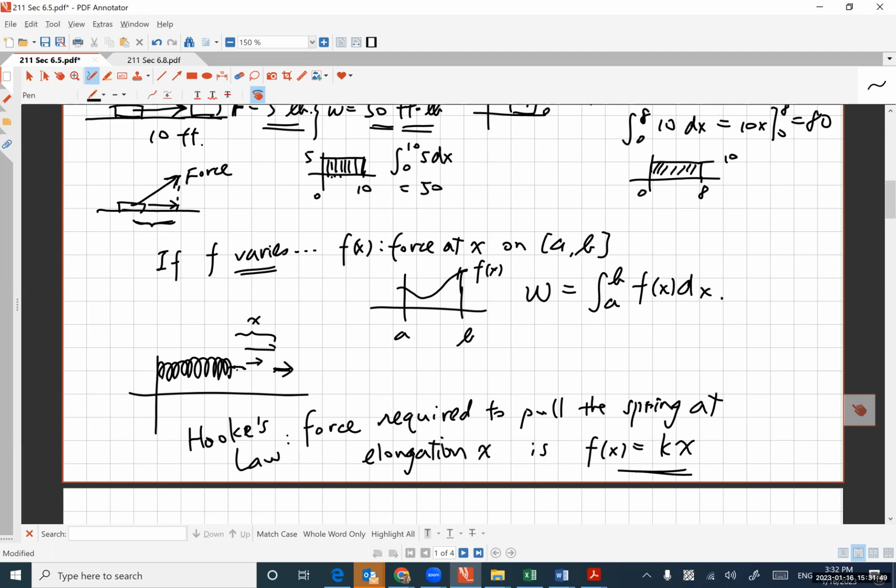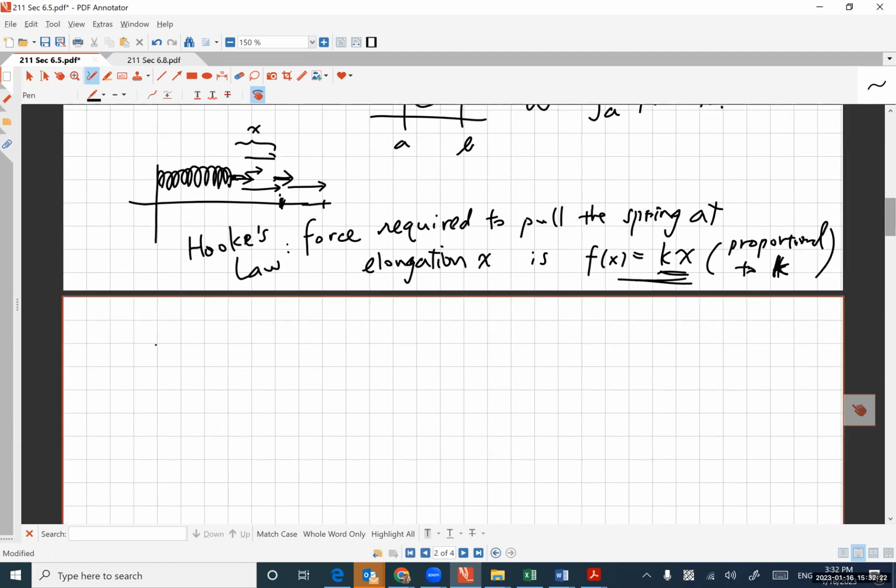Basically, it says the force is proportional to the elongation, right? So if you start pulling it, and the further you pull, let's say at an elongation x of 1 inch you are supposed to use a certain force, let's say 10 pounds, then by the time you're pulling 2 inches, it's going to double. It's going to be 20 pounds. So this is directly proportional, with constant k. So that varies, okay? The further you pull, the heavier it gets.